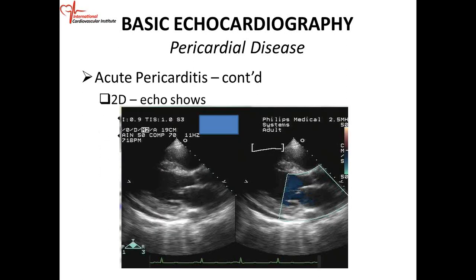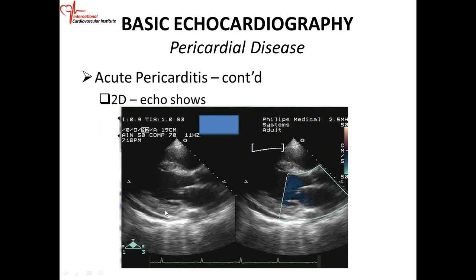Again, with acute pericarditis, the patient is going to present with the typical chest pain, sharp stabbing chest pain, usually aggravated when the patient lies flat and relieved somewhat when the patient sits up and leans forward. When you look at your 12-lead ECG, you have widespread ST segment elevations, that is ST segment elevation in all the leads, and PR segment depression.